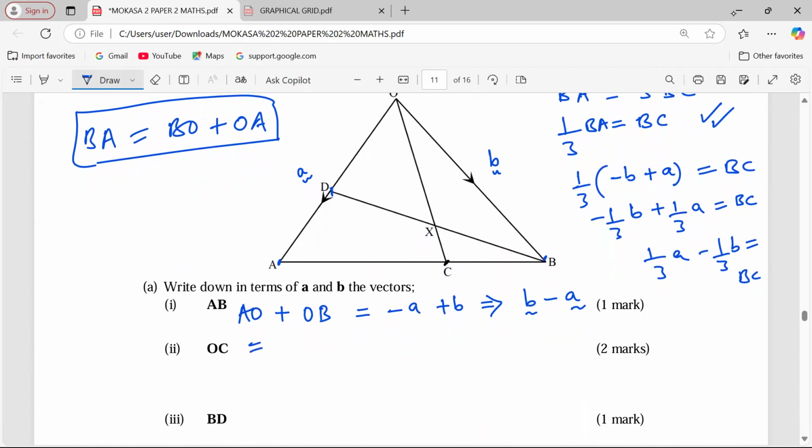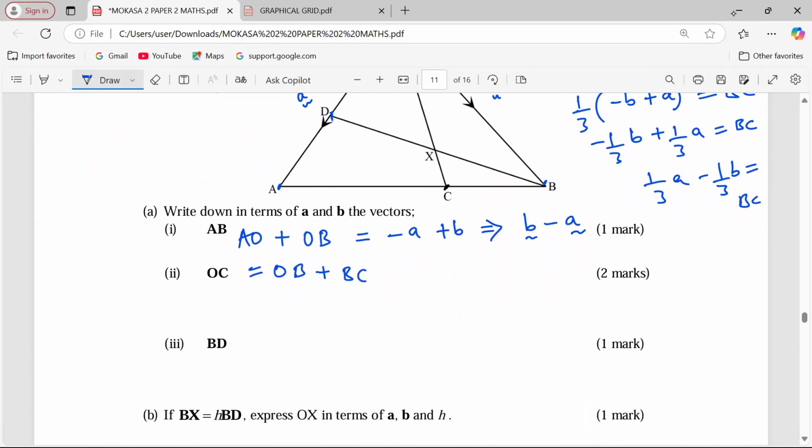OC will be given by O to B, then B to C. O to B is vector B. Then B to C equals a third vector A minus a third vector B. Grouping terms will give us a third A, then B minus a third becomes 2/3 vector B.